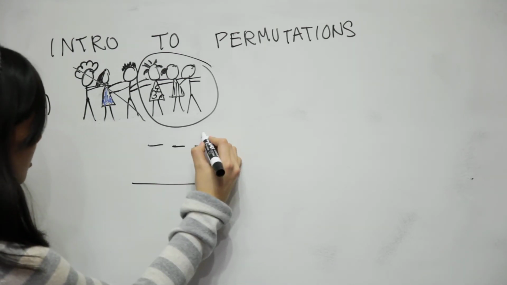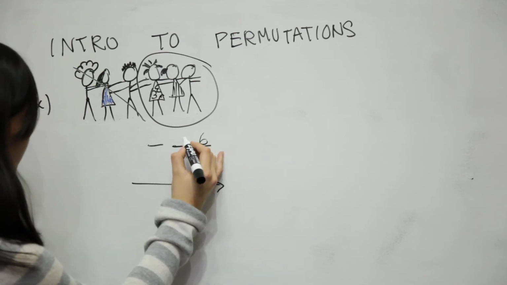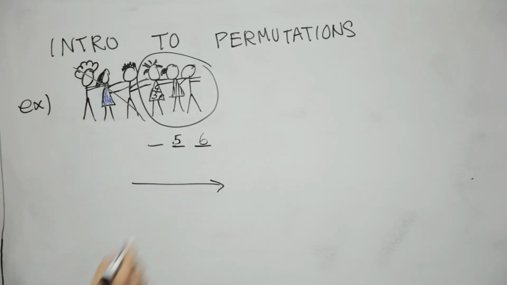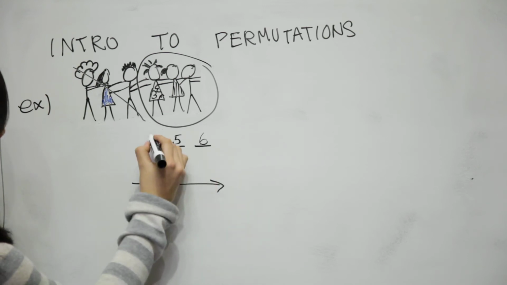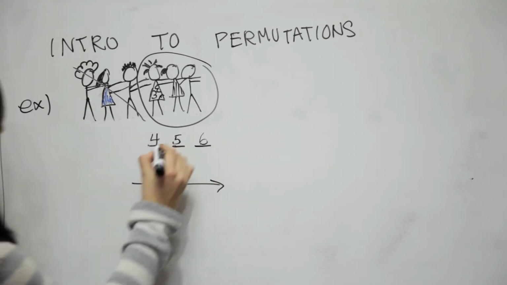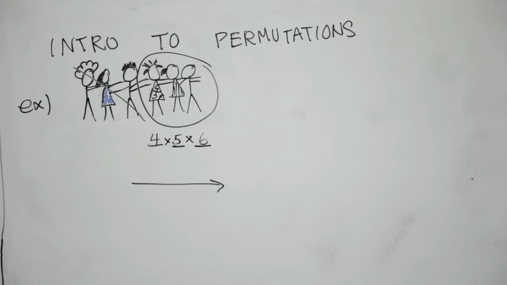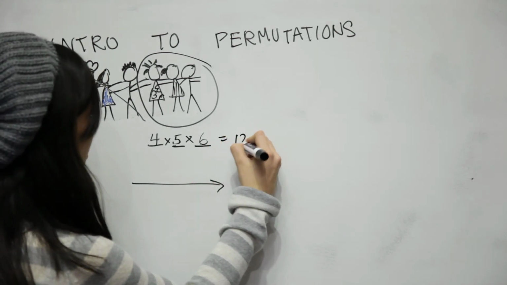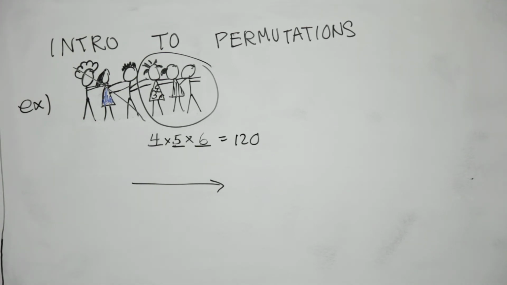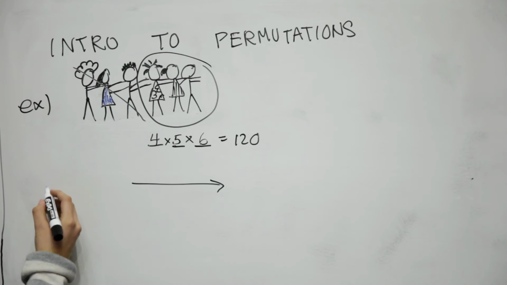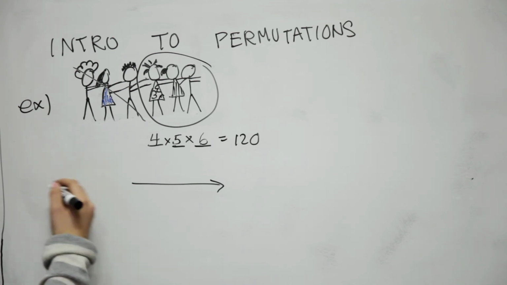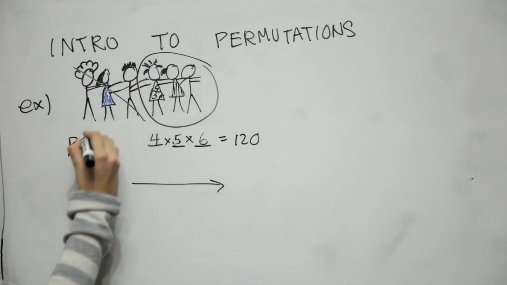The first slot, there are 6 possibilities, the 6 people. The second slot, there are 5. Again, we already placed 1 person here. And for the last slot, there are 4. So this is 6 times 5 times 4, which is equal to 120. Now, we've been talking about permutations, so it's time to lift the blinds and give you the general formula for a permutation. So a permutation is something like this.